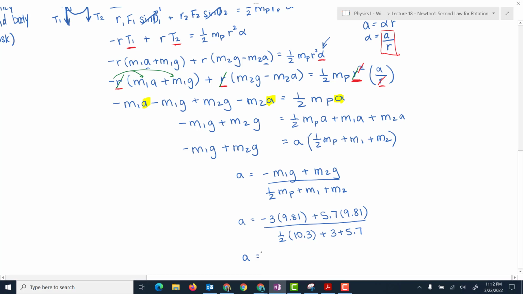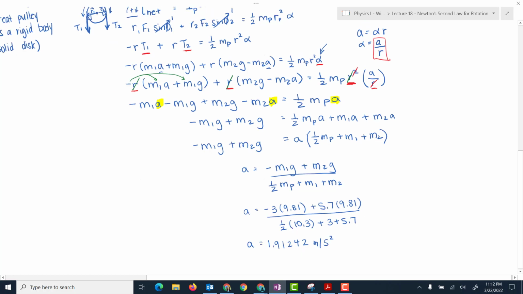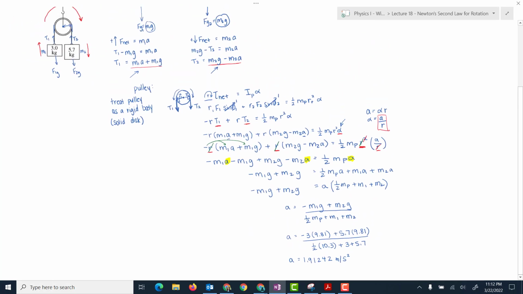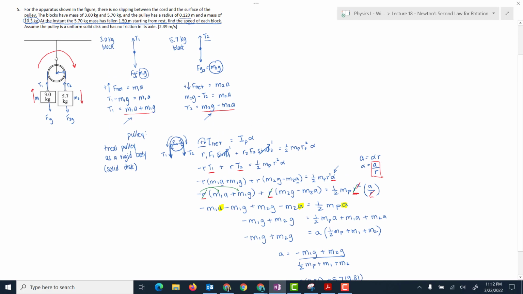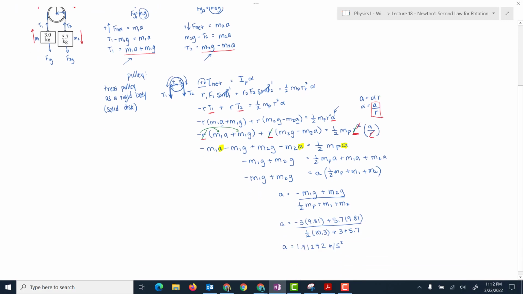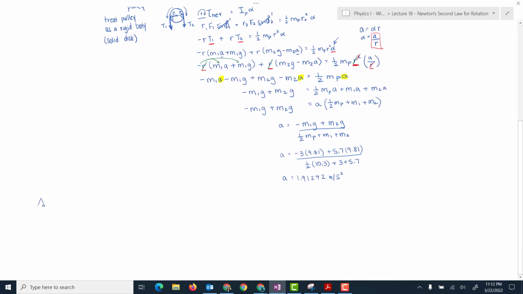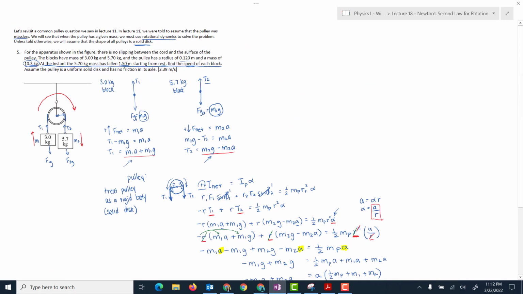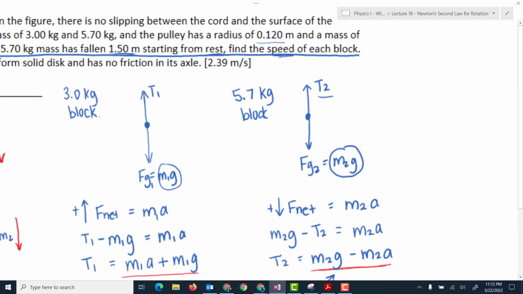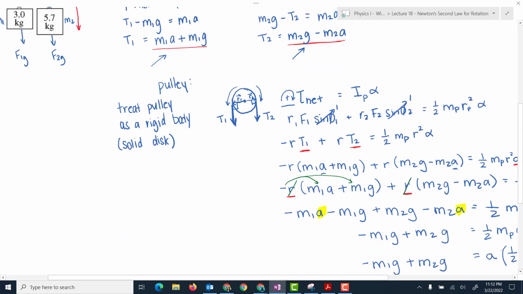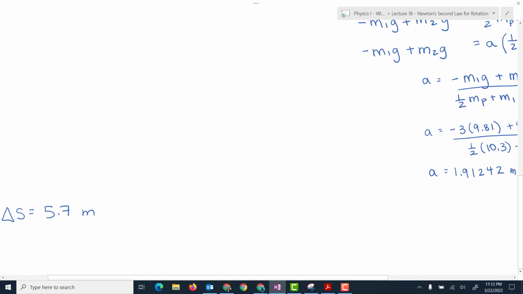And I get 1.91242 meters per second squared. Okay, this isn't my final answer, so I'm keeping extra digits. Now I'm ready to go ahead and solve the kinematic part of the question. It says, at the instant the 5.7 kilogram mass has fallen 1.5 meters. So that's my delta S. Let's go back. Oh, sorry, 1.5 meters. So my delta S is 1.5 meters.